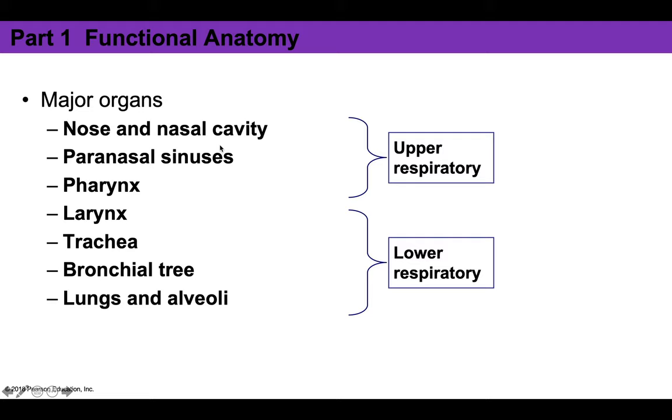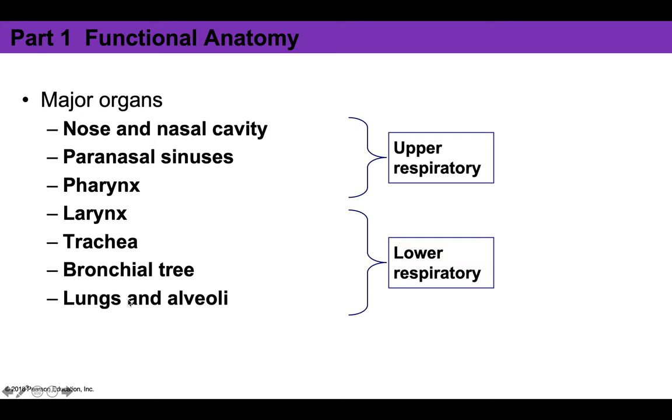So after the nose and nasal cavity, we have our paranasal sinuses. The paranasal sinuses help decrease the weight of our skull. In addition to that, they also help resonate our voice. When you go below that, we have the pharynx, more commonly our throat. Below this level, we have our larynx. The larynx is where our voice is produced, where sound gets produced.